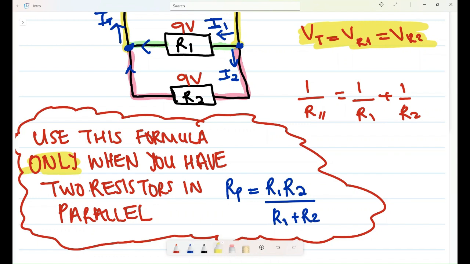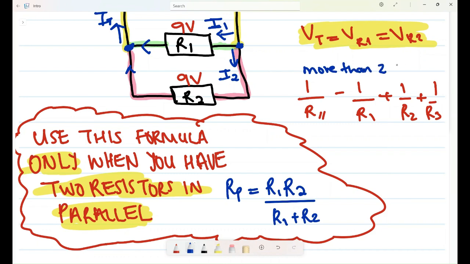This formula, you only use it when you have two resistors in parallel. That is the only condition. If you have more than two resistors, you use the other formula. All right, I believe you're following. I want to believe this is a fairly easy concept that I'm explaining here.